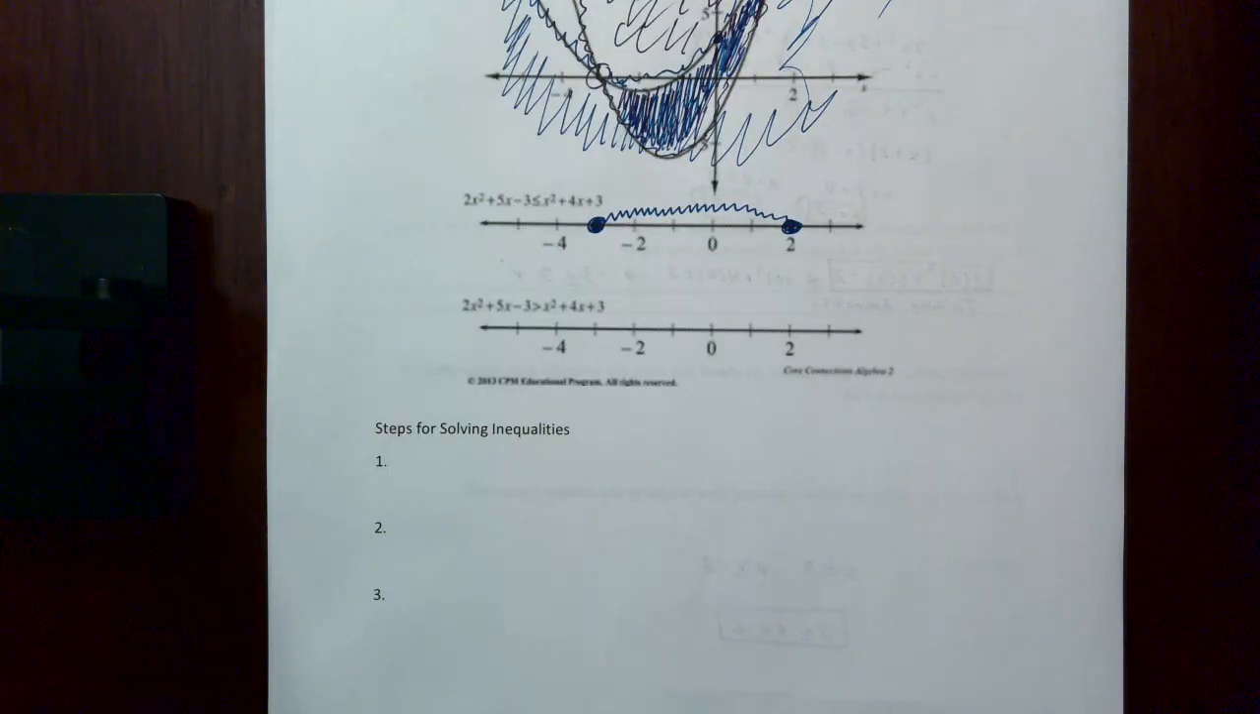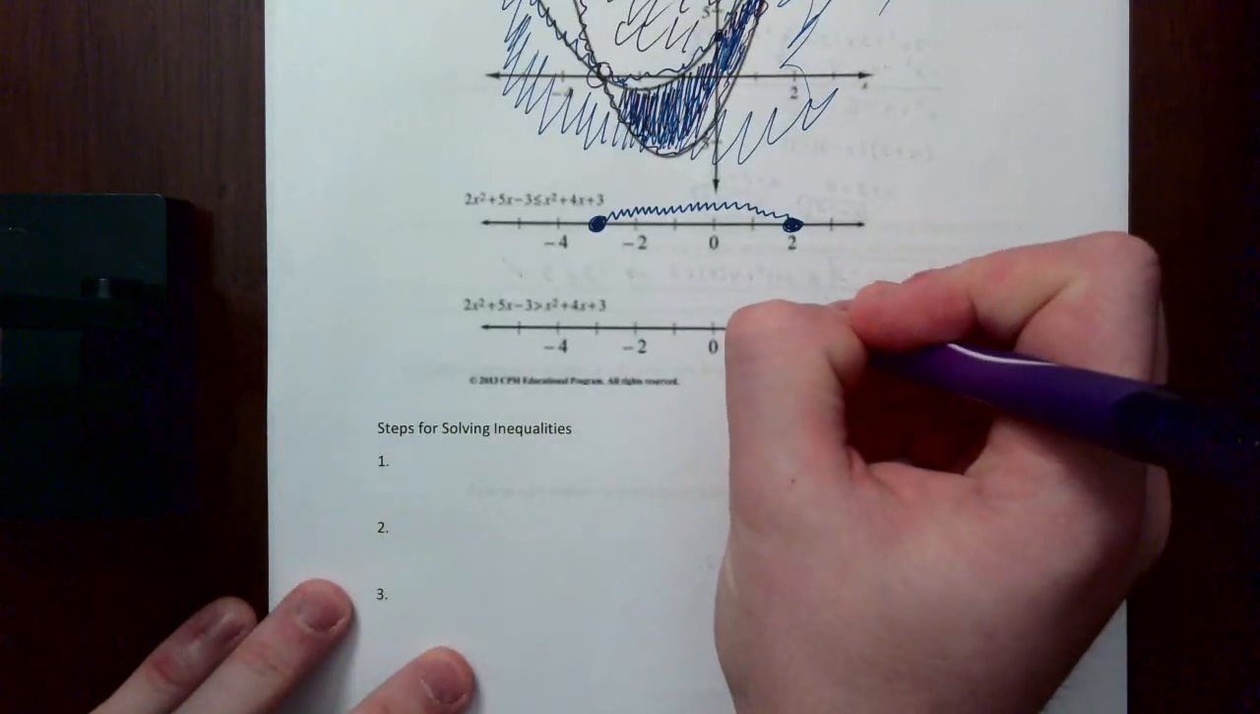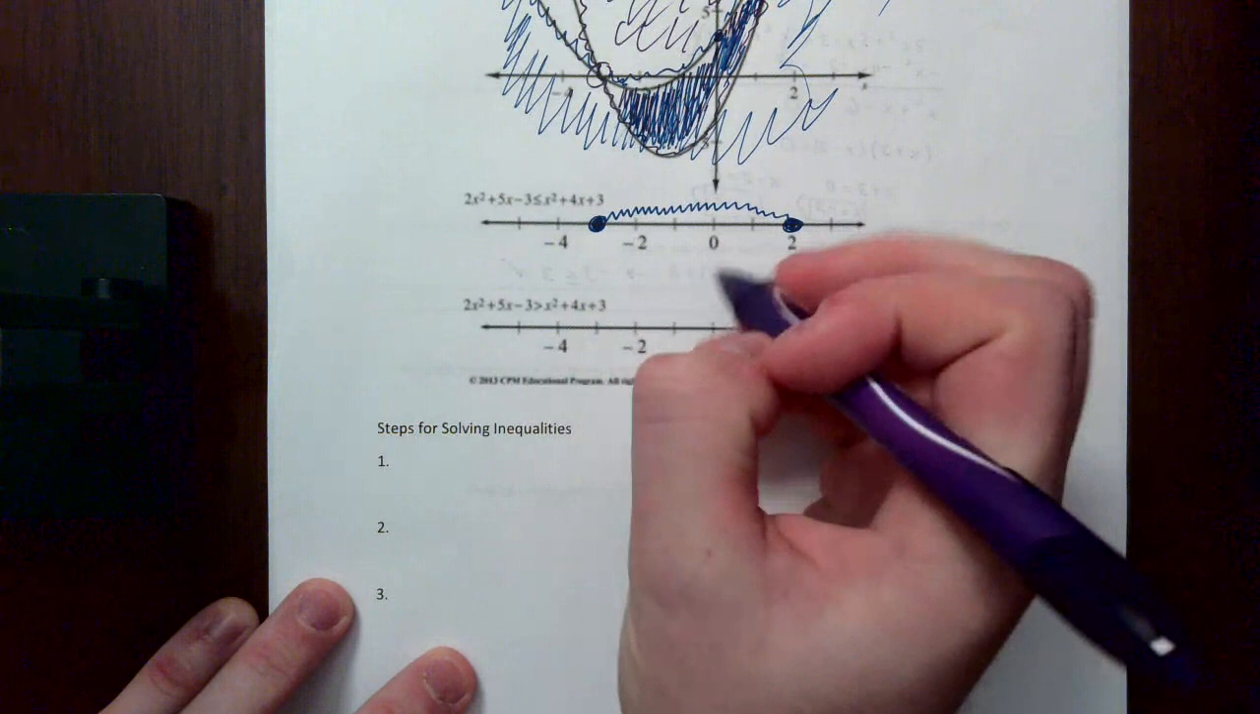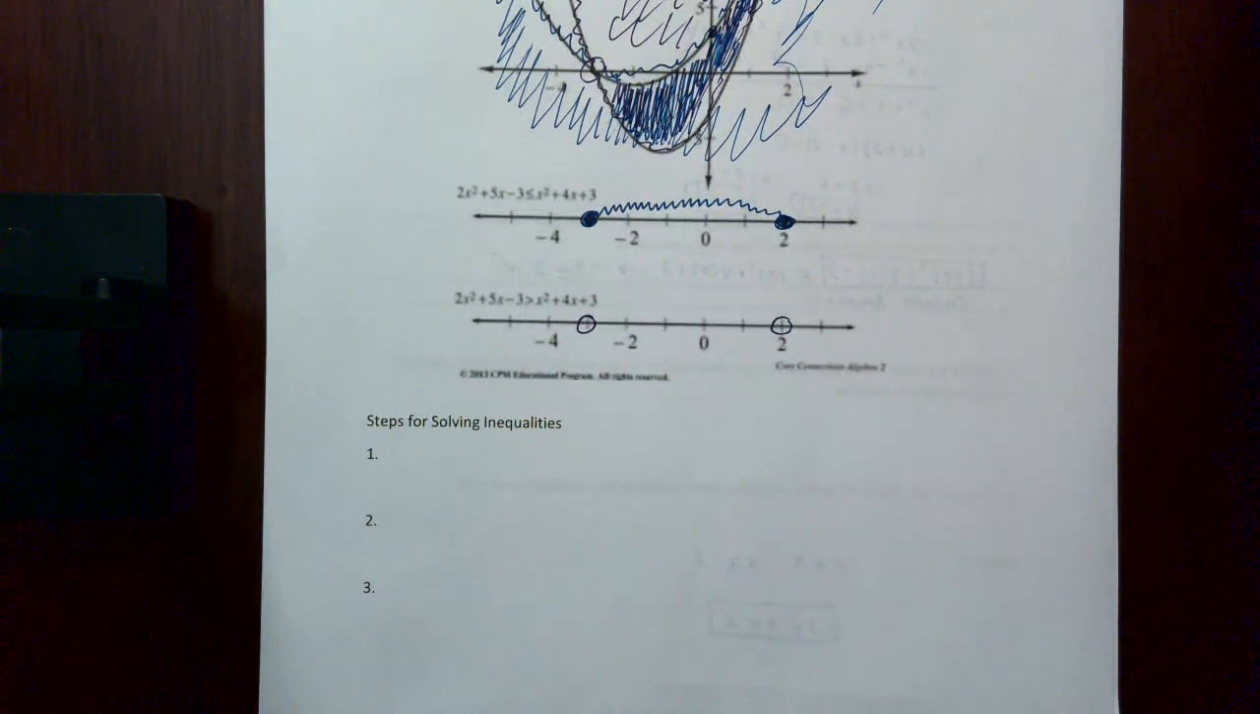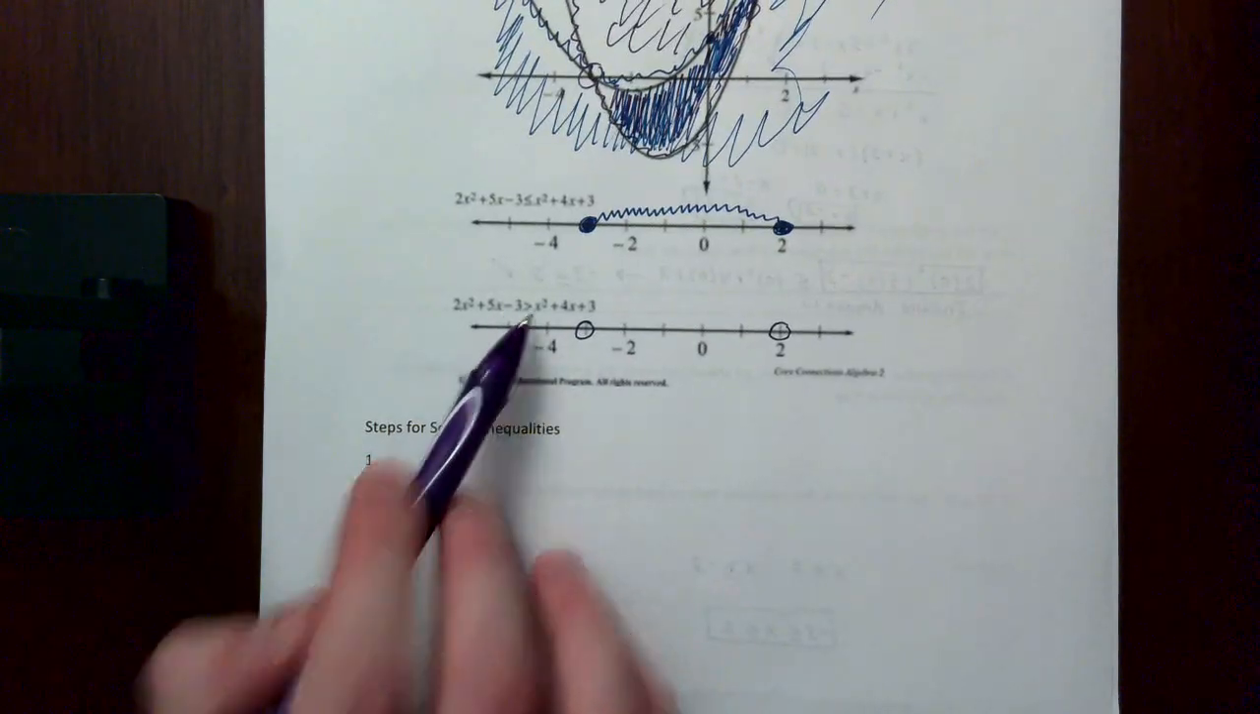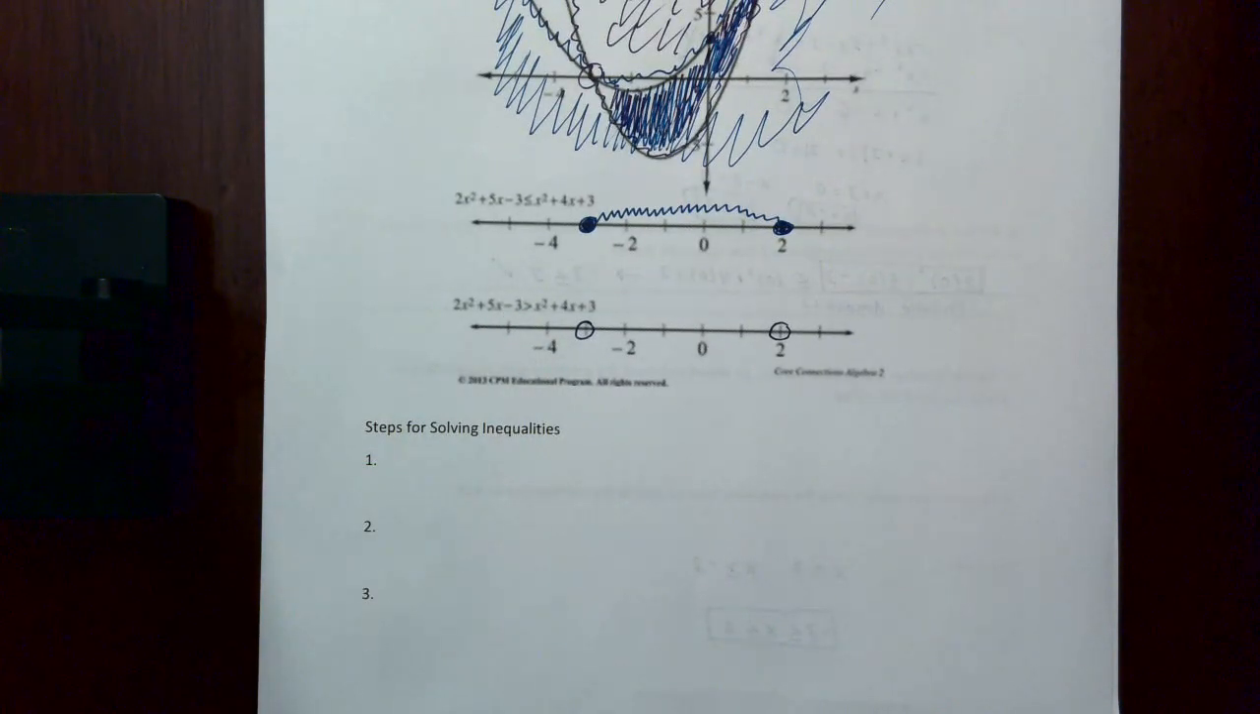Now, the nice thing about this is the boundary points didn't change. In this case, again, our solution is still the same for those boundary points, but at those boundary points, we're going to end up having open dots. The reason why is because no longer do we have the equal sign. In this case, we just have the greater than sign.